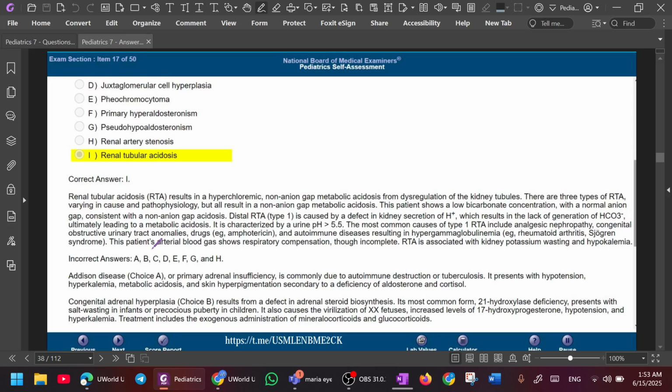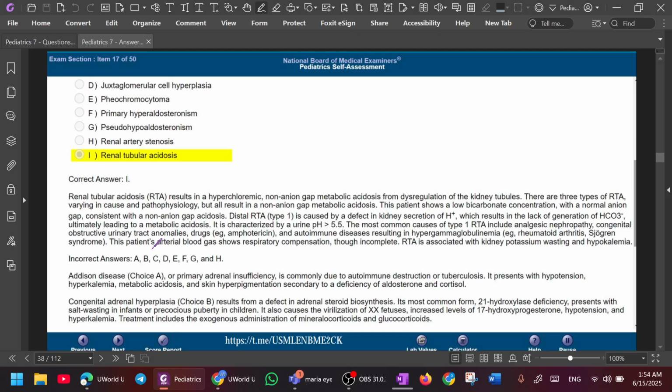There are three types of RTA varying in cause and pathophysiology, but all result in non-anion gap metabolic acidosis. This patient shows a low bicarb concentration with normal anion gap, consistent with non-anion gap metabolic acidosis. Type 1 is caused by a defect in kidney secretion of hydrogen, which results in the lack of generation of bicarb, ultimately leading to metabolic acidosis. It's characterized by high urine pH.